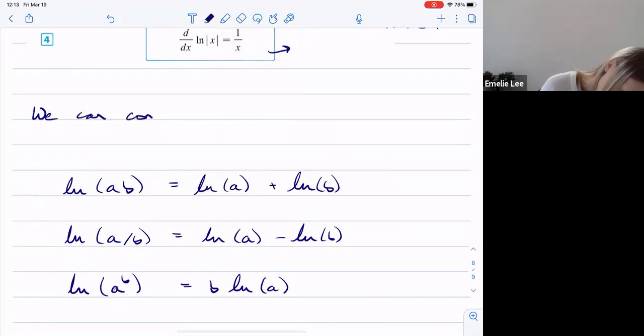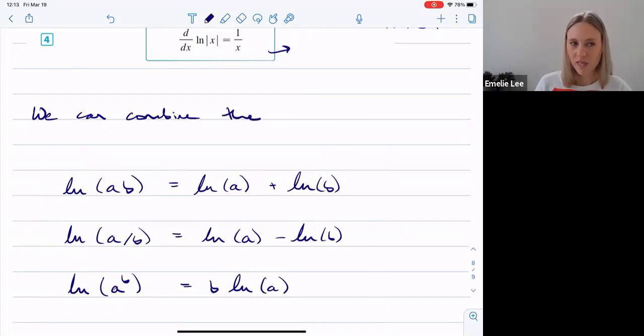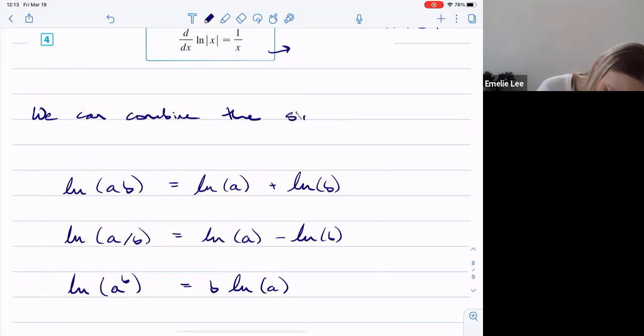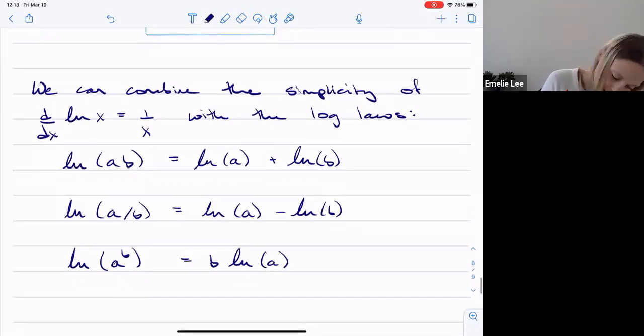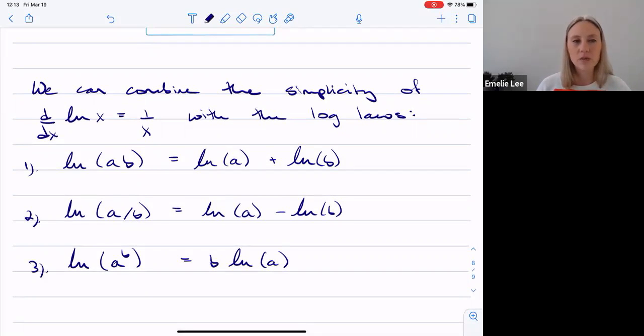Maybe I should preface this with something. We can combine the simplicity of the derivative of the natural log with the log laws. So we can combine the simplicity of d dx log x equals 1 over x with the log laws, which are the most important ones that we'll be using. Can't think of any others right now.